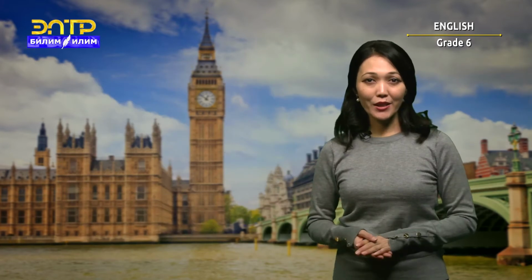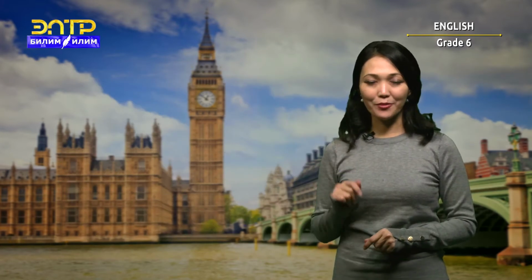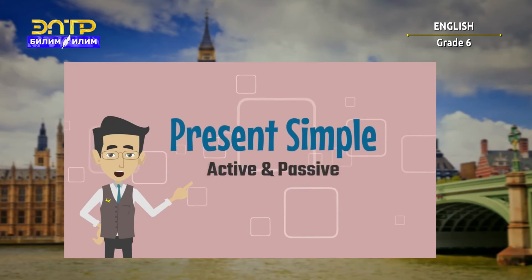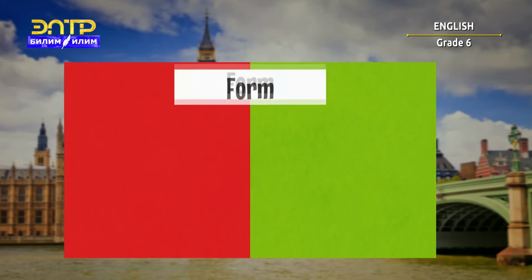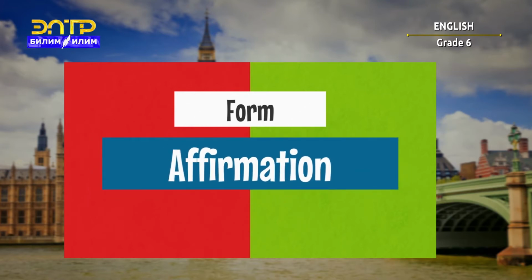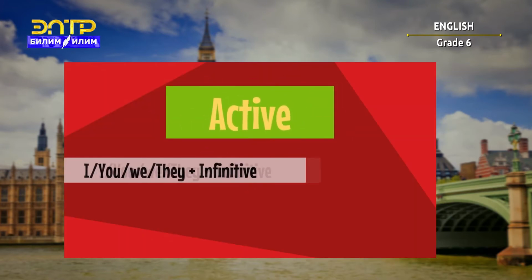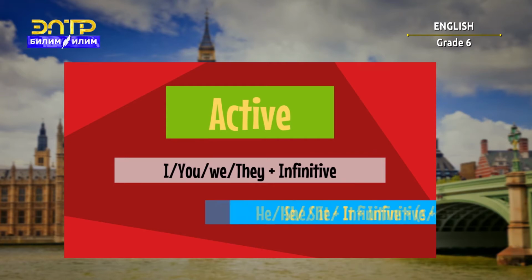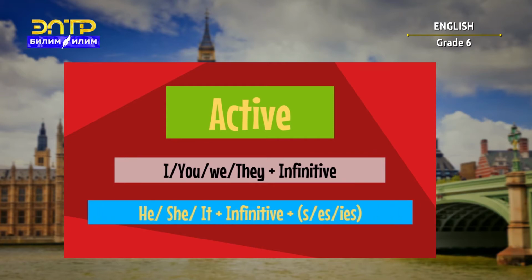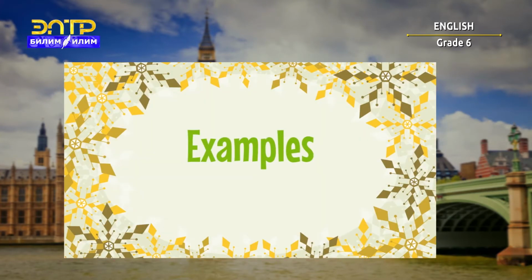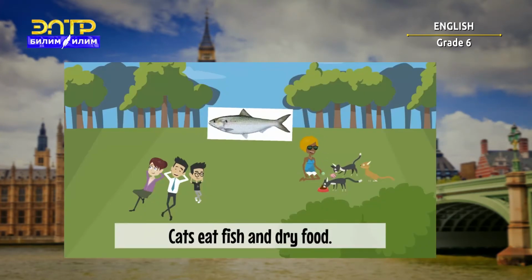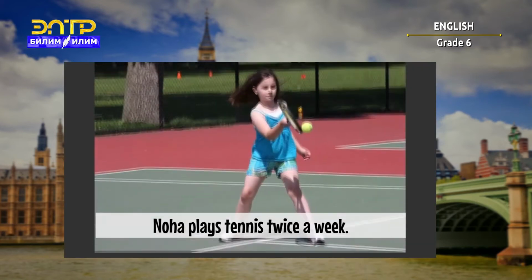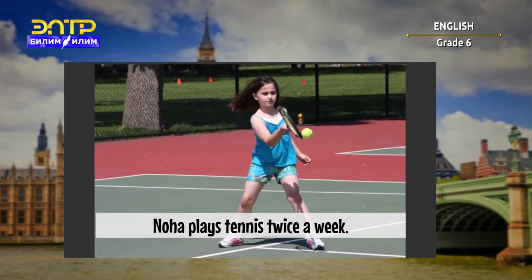Now children, let's watch a short video to understand better. Present simple, active and passive. Form. Affirmation. Active: I, you, we, they plus infinitive. He, she, it plus infinitive plus s, es, ies. Examples: cats eat fish and dry food. Noah plays tennis twice a week.